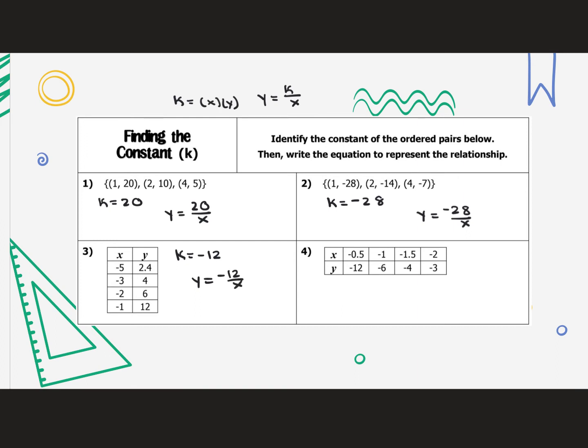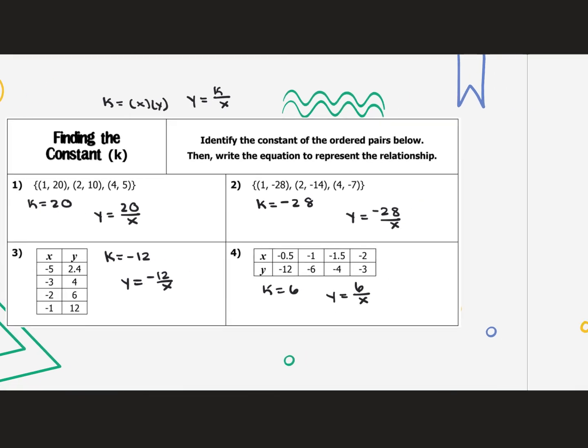And last but not least, we have -0.5 times -12, which gives me 6. -1 times -6, which gives me 6. -1.5 times 4, which gives me -6. And -2 times -3, which gives me 6. So my constant k is going to be 6, and my equation is going to be 6 over x.